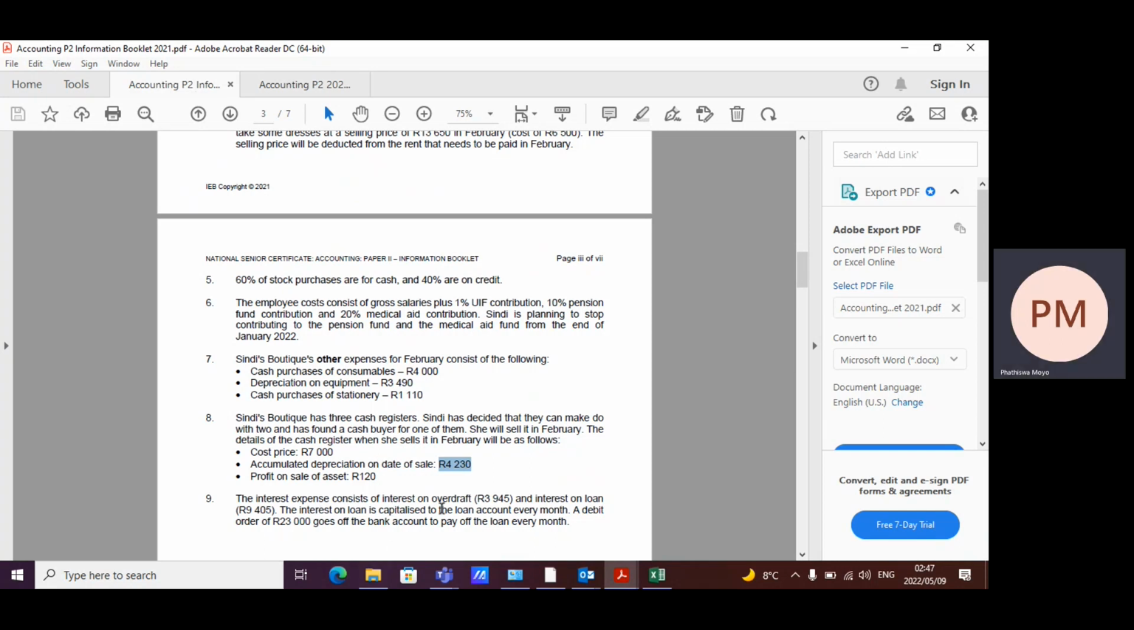The interest expense consists of interest on overdraft and interest on loan. The interest on loan is capitalized to the loan account every month, and the debit order of 23,000 goes off the bank account to pay it off. So this 945 is part of this 23,000 because it's made part of the balance every month. So if we record this 945 again, it means we are double counting. Now, the only interest we can record is the one on overdraft.